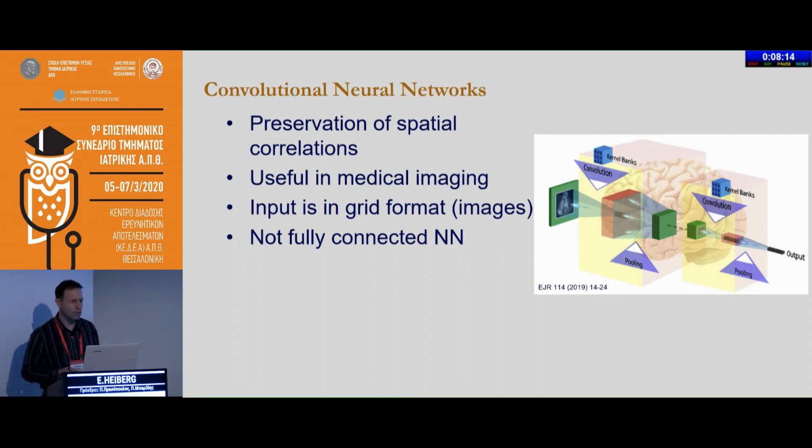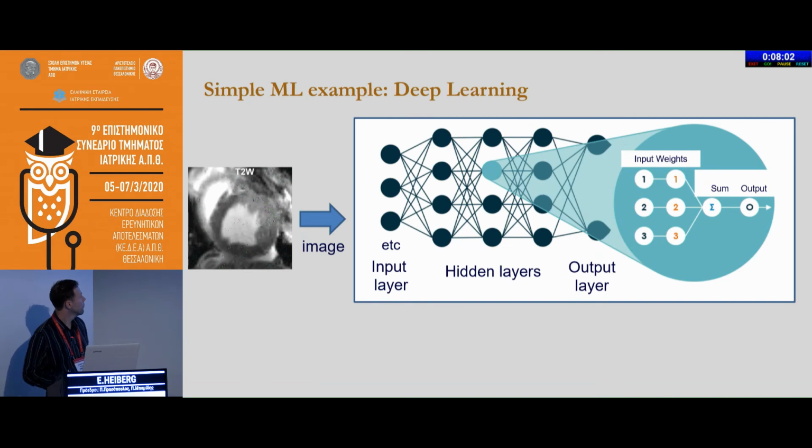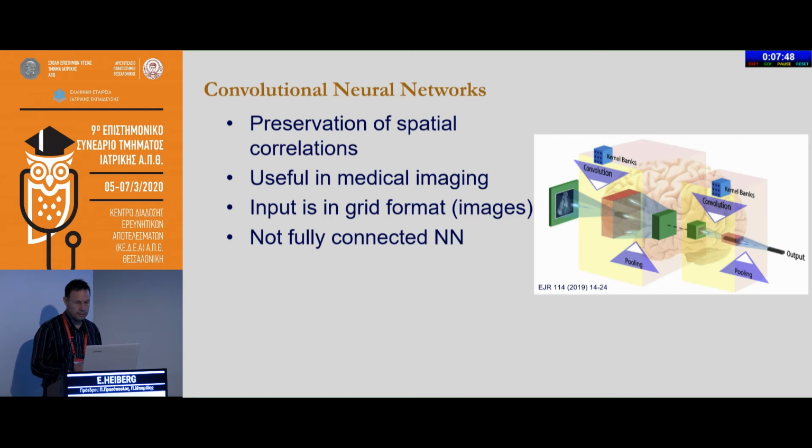Then we have something that we call convolutional neural networks. If I can go back one slide. Here, the network was fully connected, so all nodes were talking to all other nodes. But in the convolutional neural networks, they basically only talk with neighbors. And they share a lot of weights. So this makes them really good for image processing and much faster to learn. And then they're not fully connected.